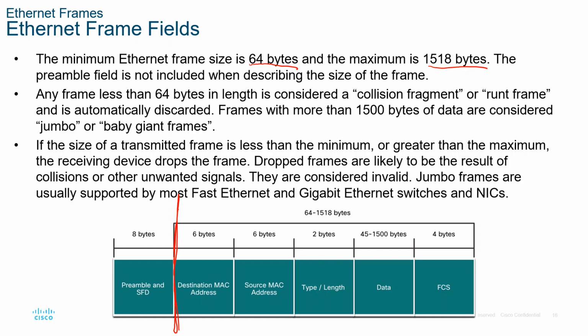So if we look into the structure here, the preamble consists of 7 bytes, and the remaining 1 byte is the start frame delimiter, also called SFD, or also called start frame.